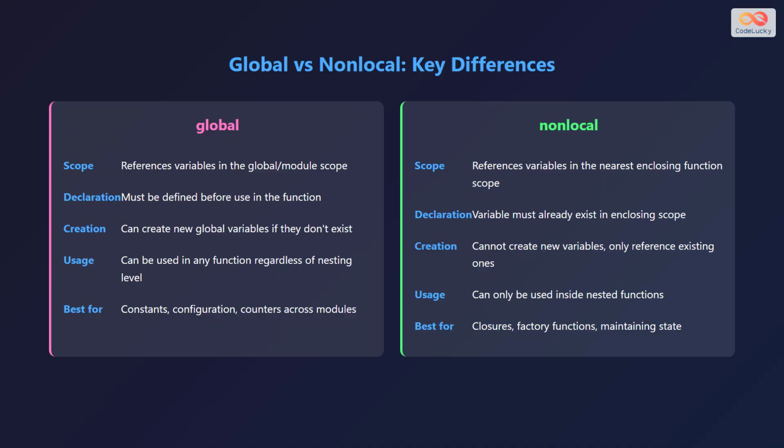Global can be used in any function regardless of nesting level, while nonlocal can only be used inside nested functions. Global is best for constants, configuration settings, and counters across modules, while nonlocal is best for closures, factory functions, and maintaining state in nested functions.